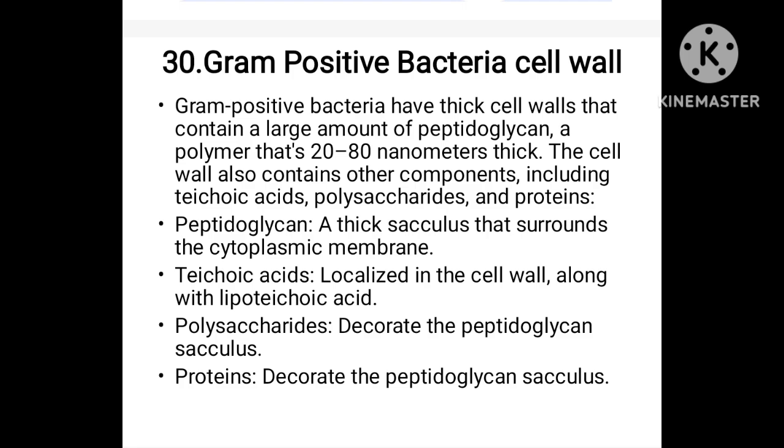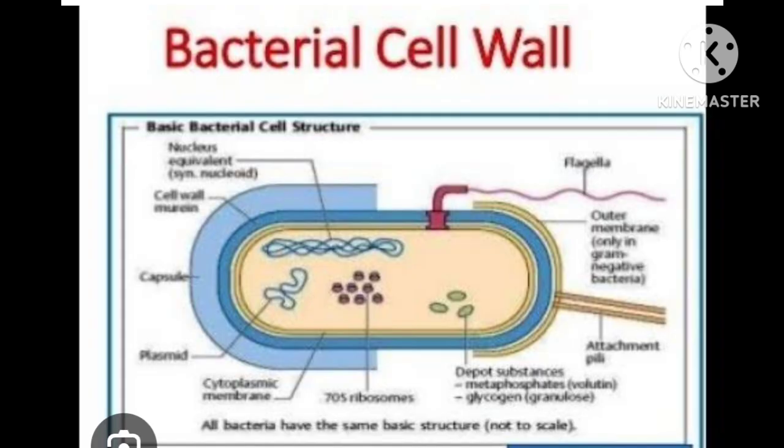Teichoic acid is localized in the cell wall along with lipoteichoic acid. Polysaccharides decorate the peptidoglycan. Proteins decorate the peptidoglycan. Here the diagram is there. You can see the diagram and draw it neatly.